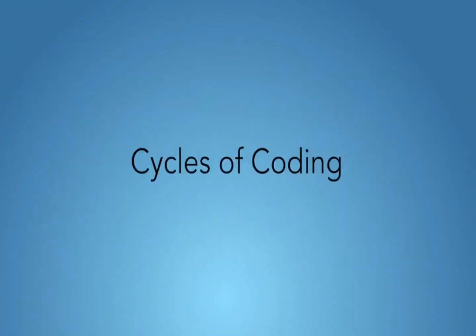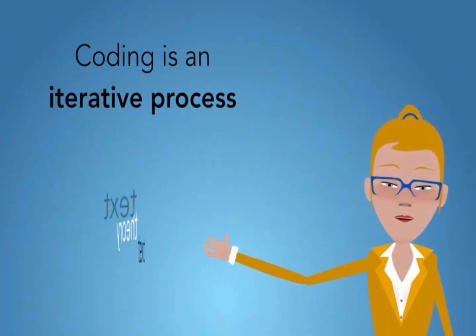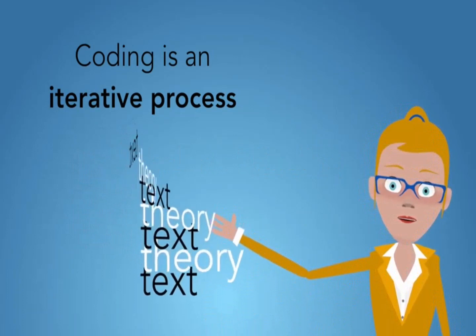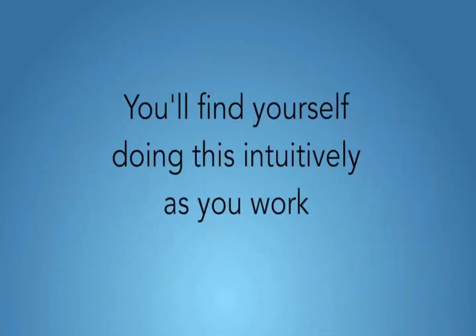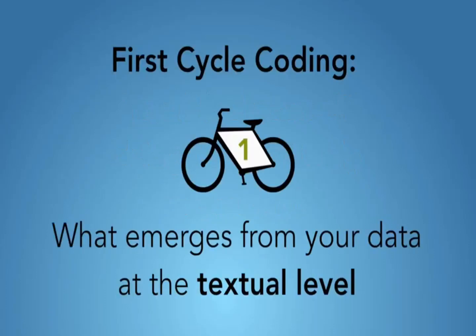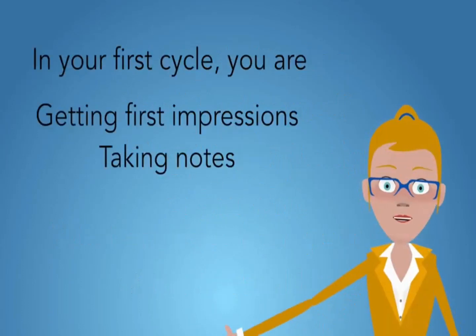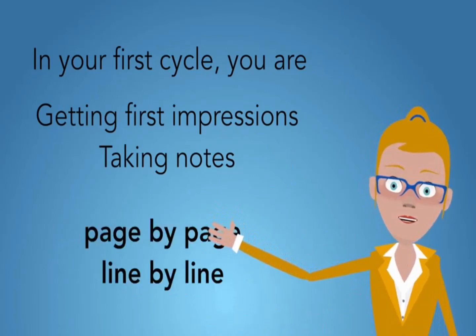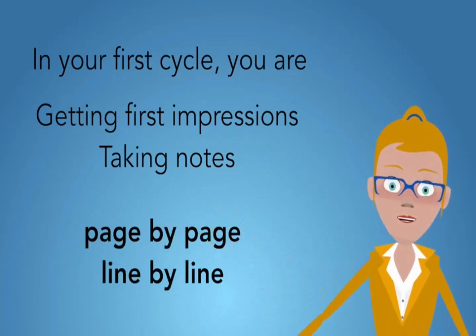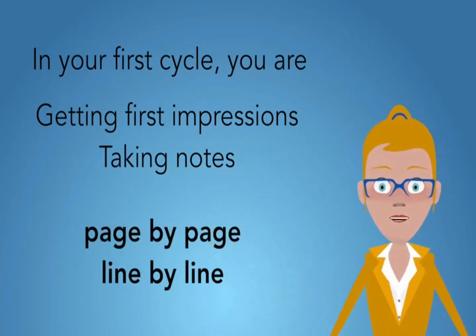There's a distinct way to talk about cycles of coding. Generally, we think about coding as an iterative process where you move from the small level to the big level and back to the small level. And you do it often, even if you're not writing about it in your memos, you tend to do this intuitively. So your first cycle codes you approach as what emerges from the data at the textual level. So you're reading, examining the data thoroughly, and you get your first impressions, and you are going page by page, line by line, making notes about what you understand.